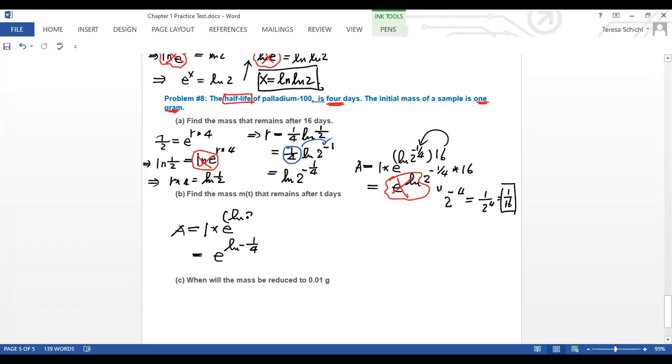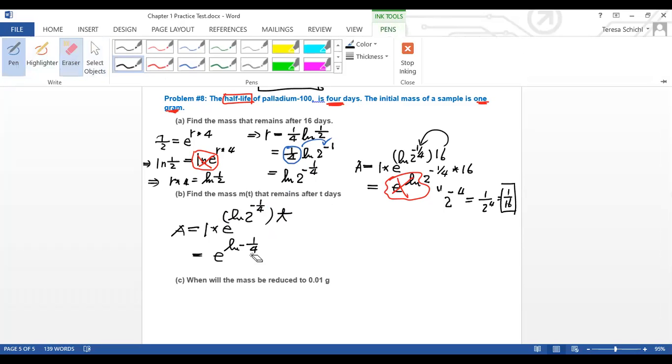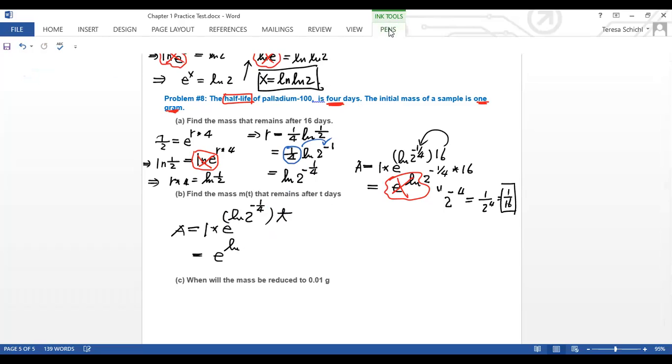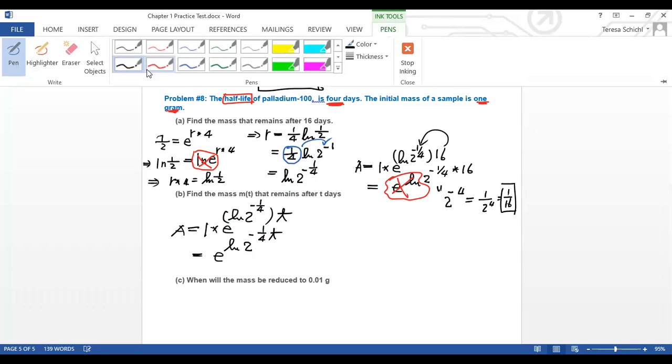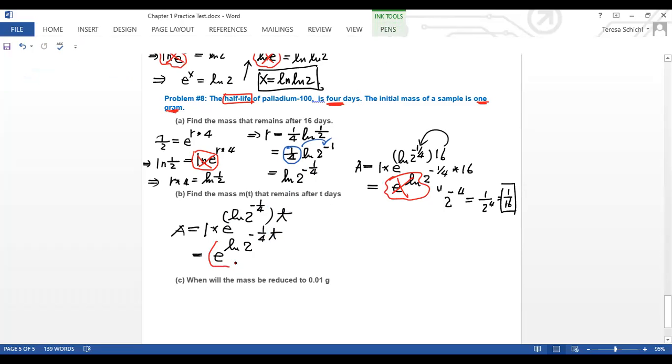So this is 2 to the negative 1/4. Then you have a t outside. And now, use the log property, move the t inside. So this is 2 to the negative 1/4 t. So as you can see here, I have this again. So that's good, so can cancel. So now my answer here, this is my general formula. It's 2 to the negative 1/4 times t, right?